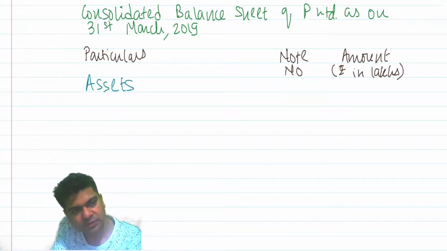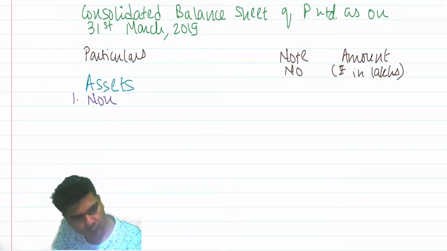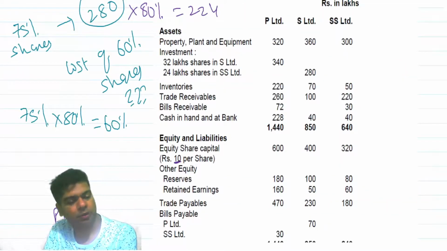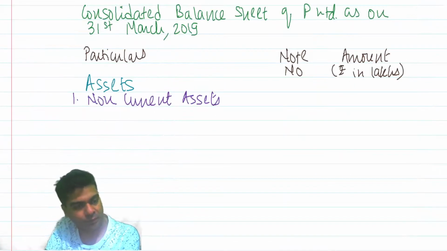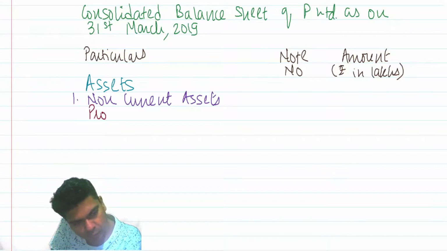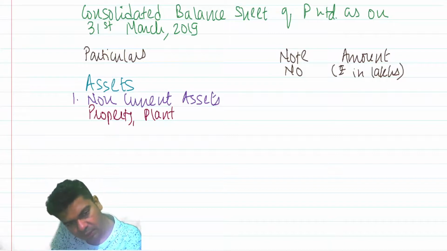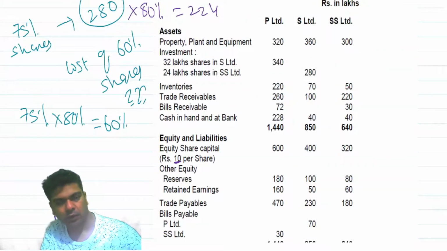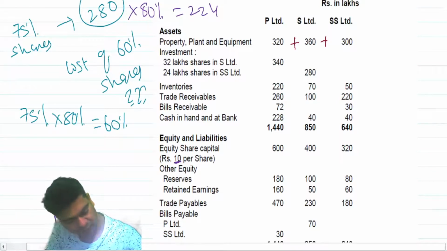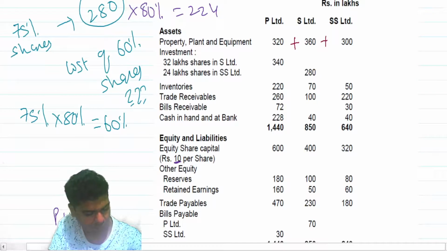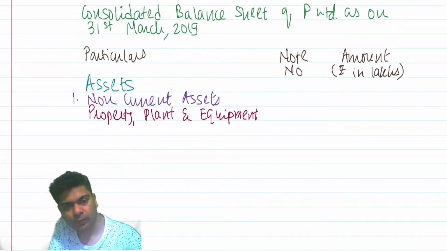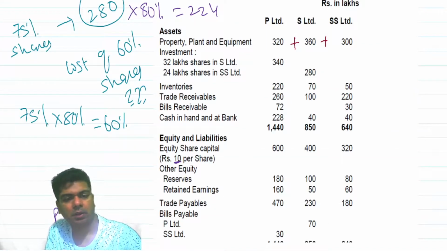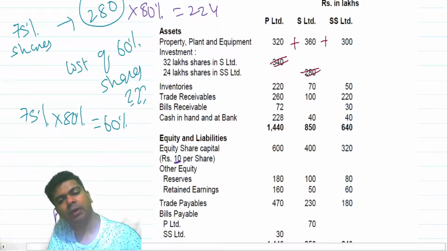We'll start with the assets. In that, the non-current assets. Check with the question. You have property, plant and equipment as the first one. There is no adjustment for it. So just add these three figures. $980. Investment 340 cancelled. Investment 280 cancelled.